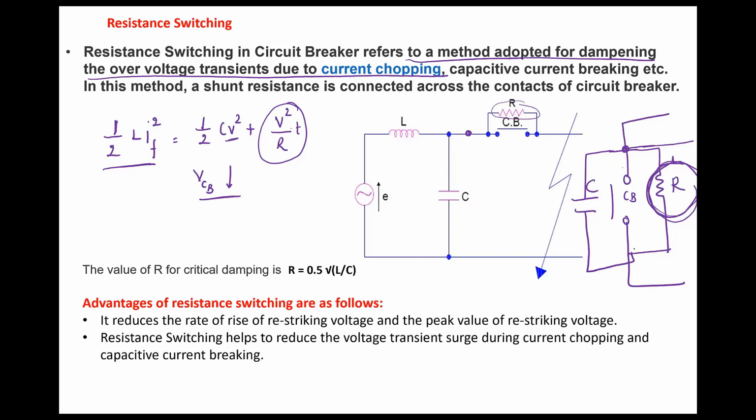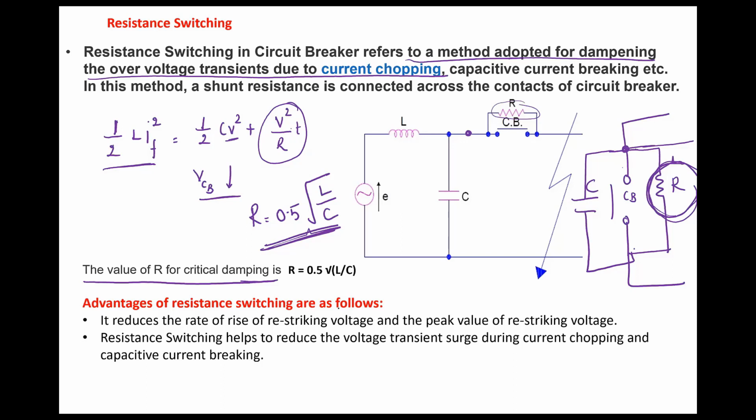The value of R that is required for critical damping, that means to completely reduce the transients, is given by R is equals to 0.5 into square root of L by C. The resistance that is required for critical damping of the transient voltage that appears across the circuit breaker poles during current chopping is given by R is equals to 0.5 into square root of L by C. So this is why we do the resistance switching while we are chopping the current.